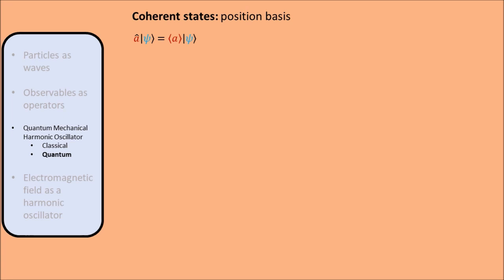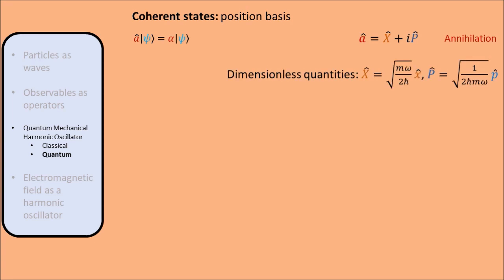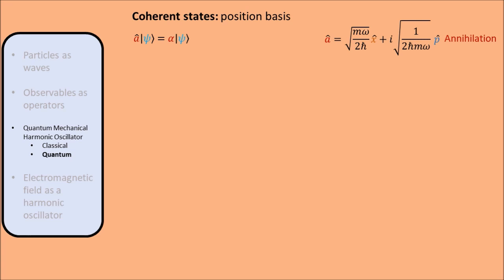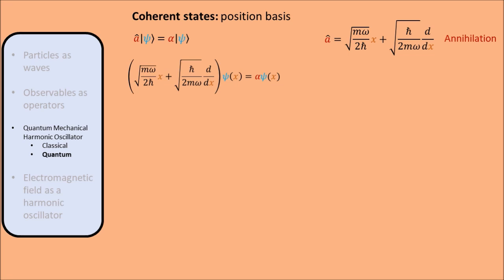First, for the ease of notation, it's common to call the expectation value of A alpha. Now recall the definitions of A and the dimensionless quantities x and p. If we use this to write A in terms of the usual x and p operators and substitute these with their position basis representations, we now find how the annihilation operator acts on a wave function psi of x. By plugging this into the eigenvalue equation for psi, we find the differential equation that needs to be solved.